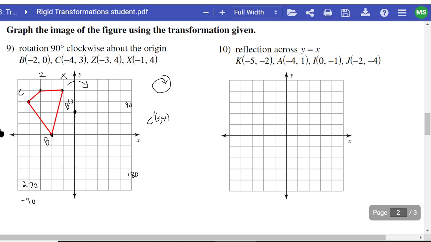I turn my head again and I look at Z. Well, this is going to be 3, 4. And then 1, 2, 3. 4, 3. Z prime is 4, 3. And then X prime is going to be 4, 1.